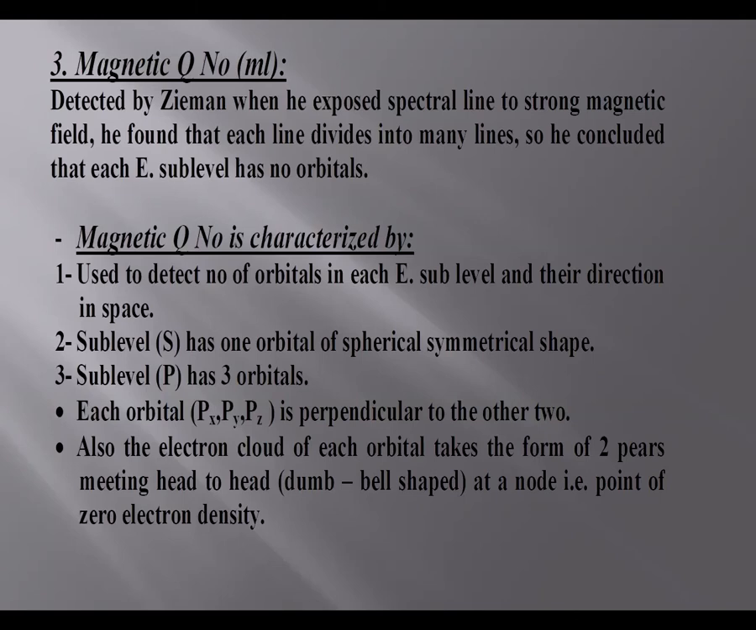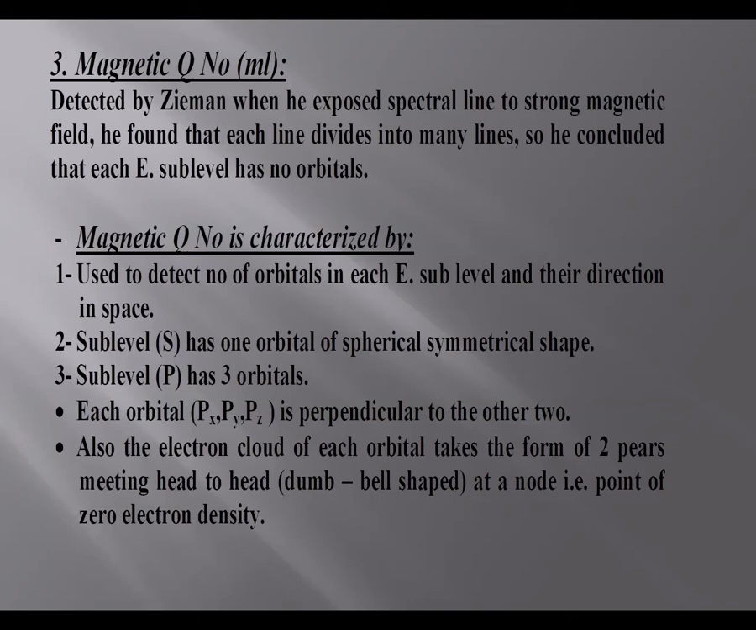Magnetic quantum number. The magnetic quantum number was detected by Zeeman, who supposed that in a strong magnetic field, each spectral line is divided into many lines. So he concluded that each sublevel consists of orbitals.